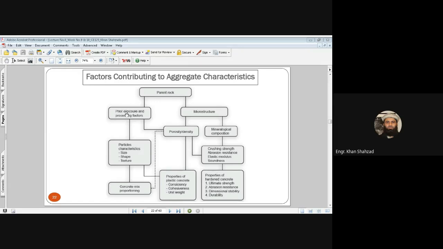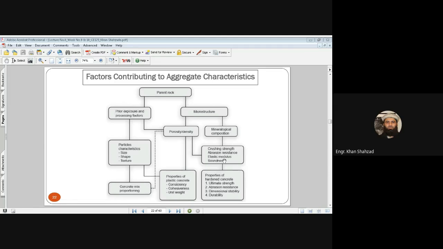seen the weathering process. Okay, then we are talking about the microstructures. In the microstructures, we are talking about the porosity, how many pores it has, what is the density of this aggregate, and the mineralogical composition of these rocks or aggregates. In the mineralogical composition, we are interested in the crushing strength or compressive strength, the abrasion resistance, how much it can resist wear and tear, the elastic modulus of this material, and the soundness when you pass it through chemicals.